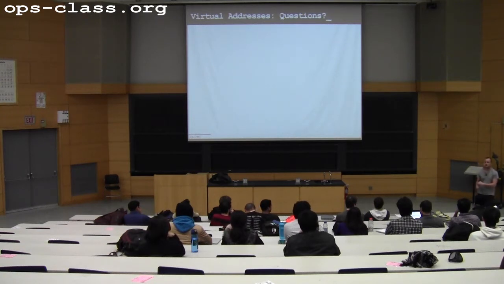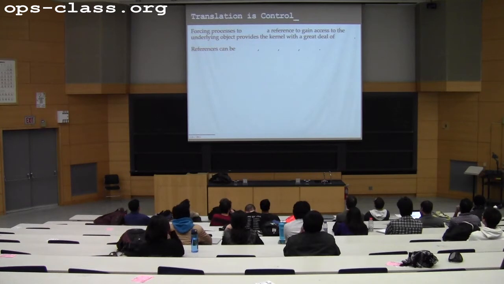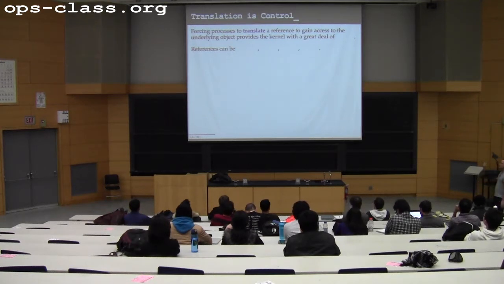We'll do a little bit of review. So we talked about introducing a level of indirection. We talked about the fact that by forcing processes to translate a reference rather than allowing them to use some sort of lower level handle directly, this gave us a great deal of new control, and it also gave us a bunch of new features, right?